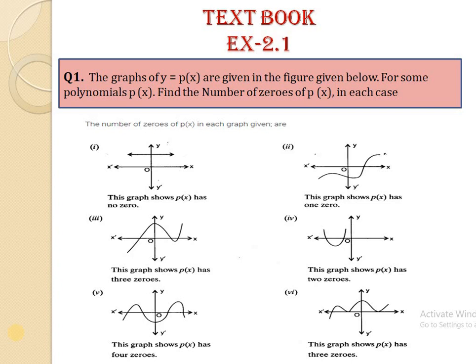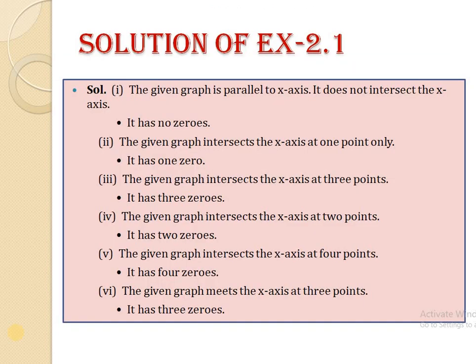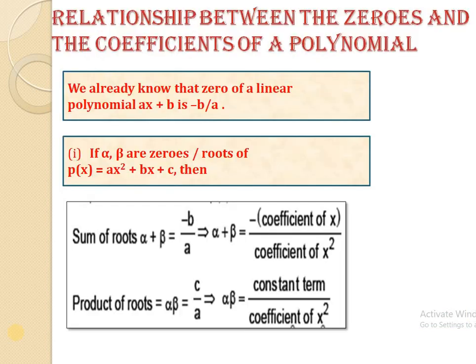And in the sixth one, a curve is there which simply touches the x-axis, but you have to consider this as a point, so this graph shows p(x) has 3 zeros. I have given the solution of exercise 2.1 in this slide. Now, let us talk about the relationship between the zeros and the coefficients of a polynomial.